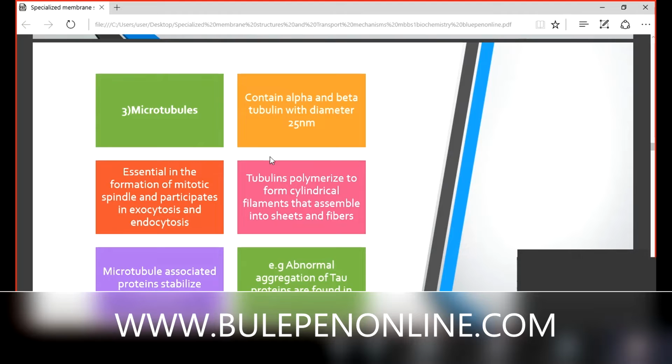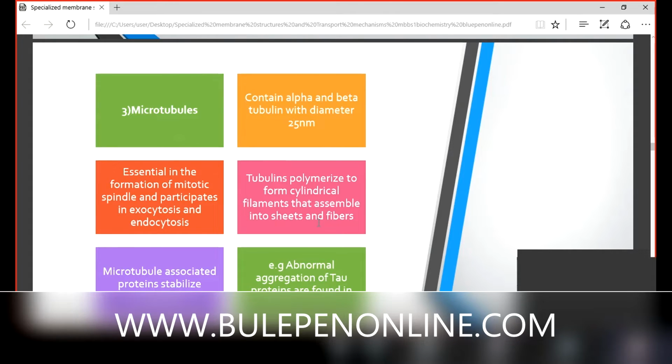Then the third section of cytoskeleton is microtubules. Microtubules contain a special protein, tubulin, with alpha and beta tubulin, diameter 25 nanometer. That is essential in the formation of the mitotic spindle, a word very familiar at the time of cell division. Tubulin is also involved in exocytosis and endocytosis. Tubulins polymerize to form cylindrical filaments that assemble into sheaths and fibers. Microtubule associated proteins stabilize the assembly.